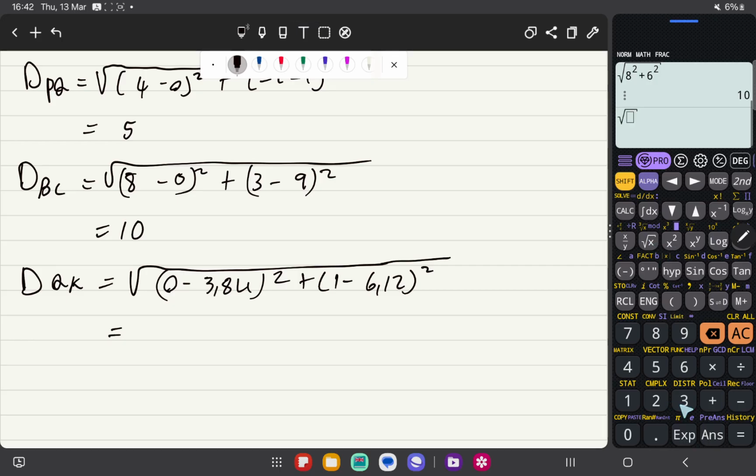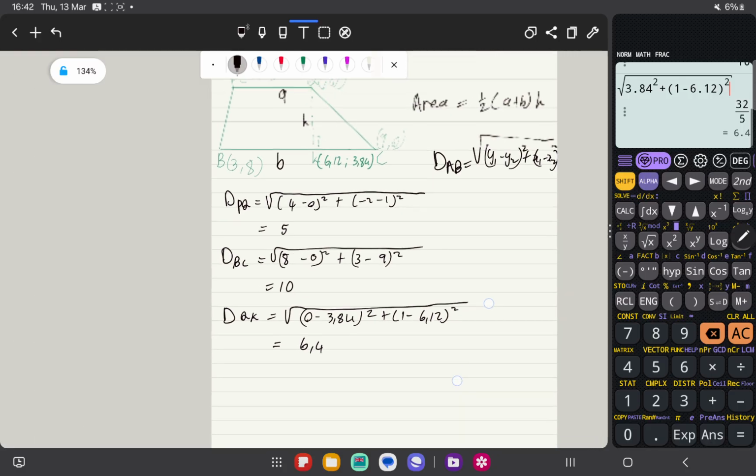That's square root of 3.84 squared plus (1 minus 6.12) squared. That gives me 6.4. Now I have all my distances.